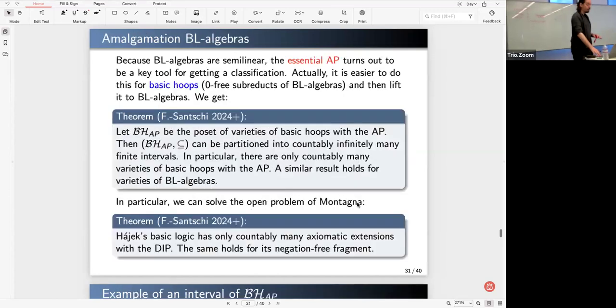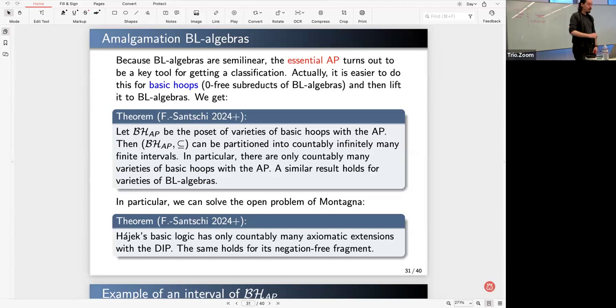So what I'm getting at is that we now have a classification of arbitrary varieties of BL algebras that have the amalgamation property. This is because of this essential amalgamation property. This is the key missing ingredient, and the fact that you can have totally ordered things in this way. So the result is actually rather difficult to state. I think it's more difficult to state correctly than it is to prove once you understand what's going on.